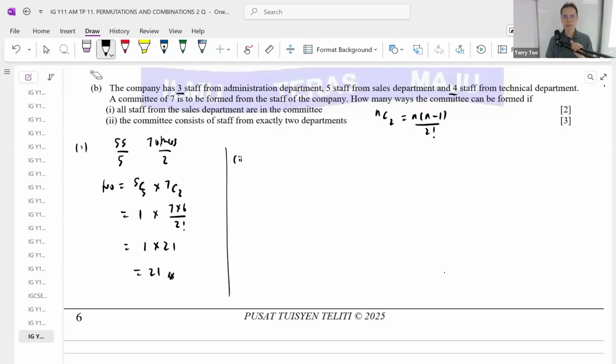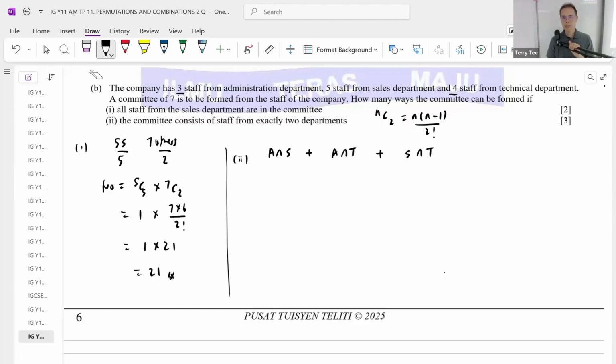Okay, second. The committee consists of staff from exactly 2 departments. So when I say exactly 2 departments, it means you're going to throw 1 department away. For example, you take admin and sales, right? Next one, you take admin and technical, or sales and technical. So there are 3 cases to consider.